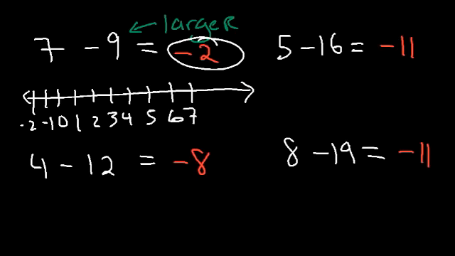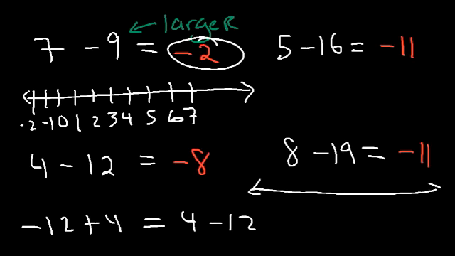But counting 12 spaces backwards, that might seem like a long task. You could do it though, but we can also write it as negative 12 plus 4. That's the same as 4 minus 12. So if we start at negative 12, and we go 4 units to the right, it's going to be 1, 2, 3, 4. So this is negative 11, negative 10, negative 9, negative 8.